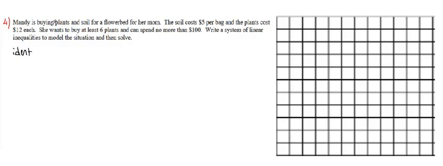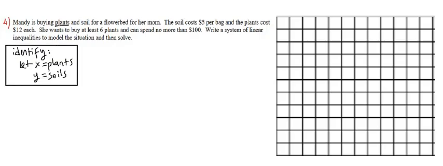Let's identify the variables first. Let x be equal to the number of plants, and let y be equal to bags of soil. So we're good with variables. Now we need a number equation and a cost equation. Soil costs $5, so 5y, and plants cost $12 each, so 12x.